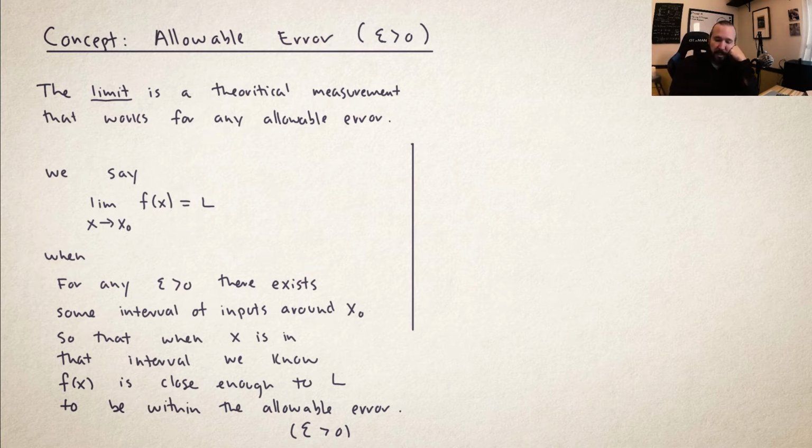So what do we mean when we say the limit of a function is a number L? What we mean is for any allowable error, it doesn't matter if you're building a workbench or if you're machine tooling a gun or if you're sending a rocket to Mars, our measurement is so good that it will work for any engineering problem that you can cook up. That's how perfect our measurement is.